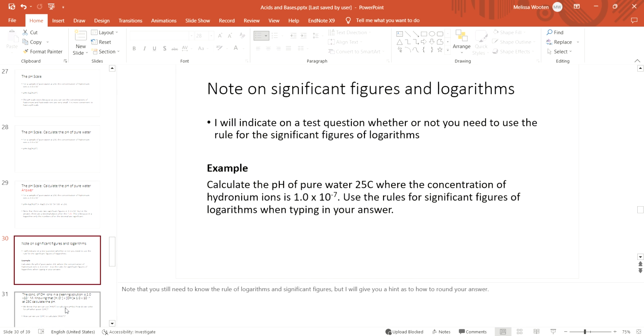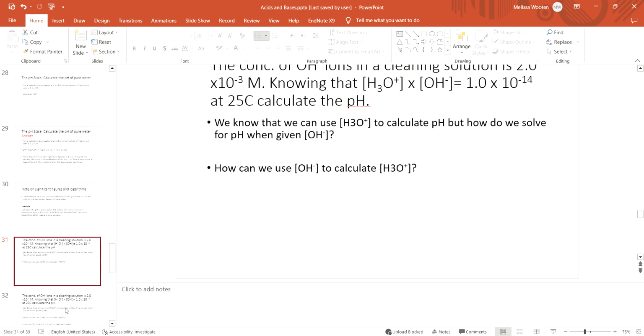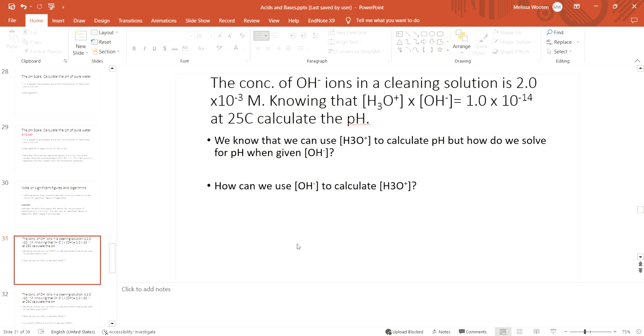I will indicate on the test question whether or not you need to use the rule for significant figures of logarithms. So you still need to know the rule, right? I'm not going to list on the test what the rule specifically is, but I will say use the rule for significant figures of logarithms, as you can see in the example below.